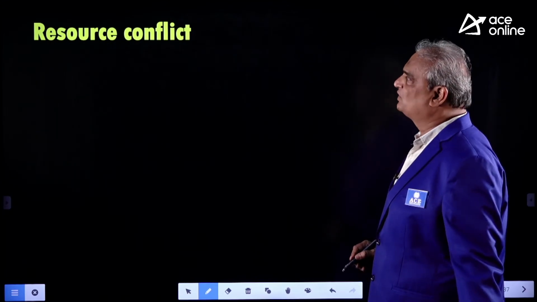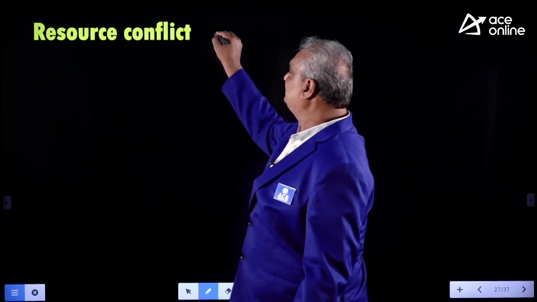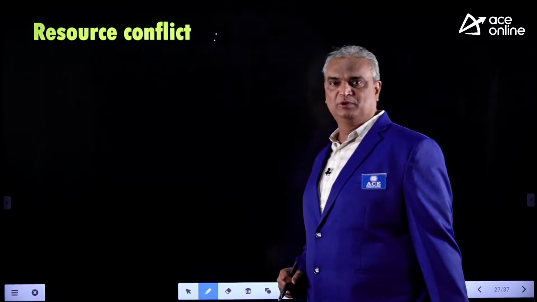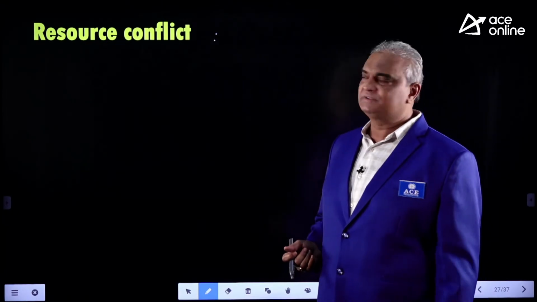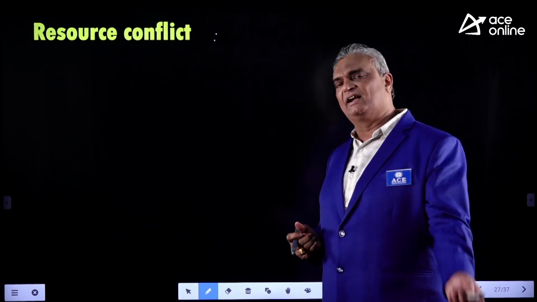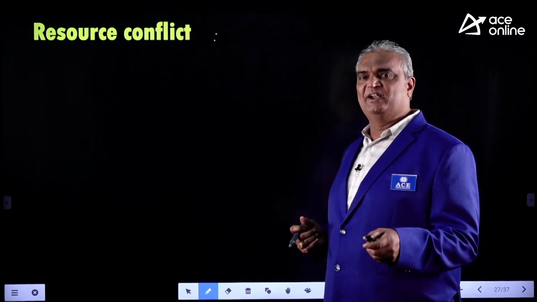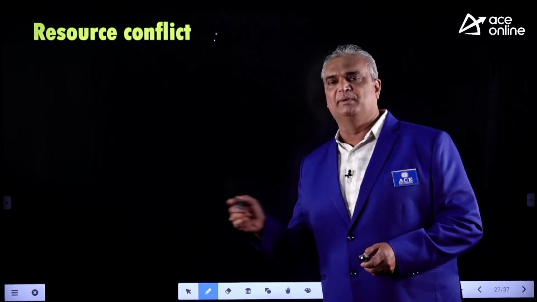Next, the different difficulties are like this. Resource conflict. It occurs when sufficient resources are not available. In arithmetical pipeline, the resource is the number of ALUs. In instruction pipeline, it occurs when program and data are stored in a single memory module.